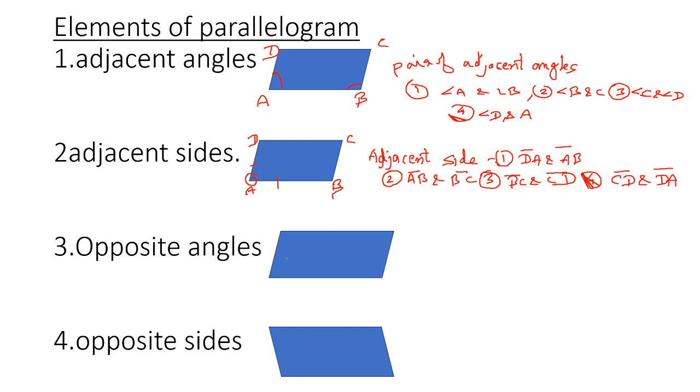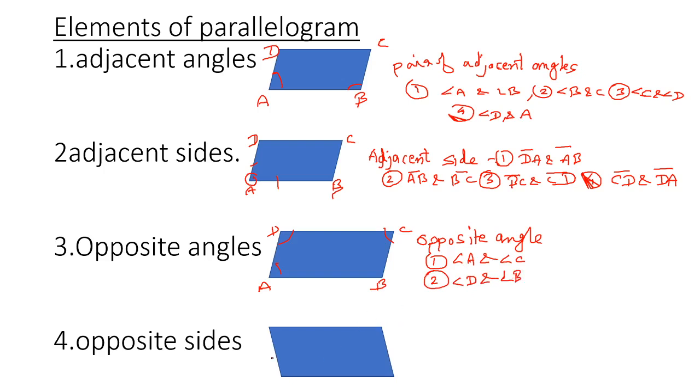Now opposite angles are very easy. First of all, give the name to the parallelogram. Suppose this is parallelogram ABCD. It has four angles. There are two pairs of opposite angles: angle A and angle C, and the second pair is angle D and angle B. These are the pairs of opposite angles.